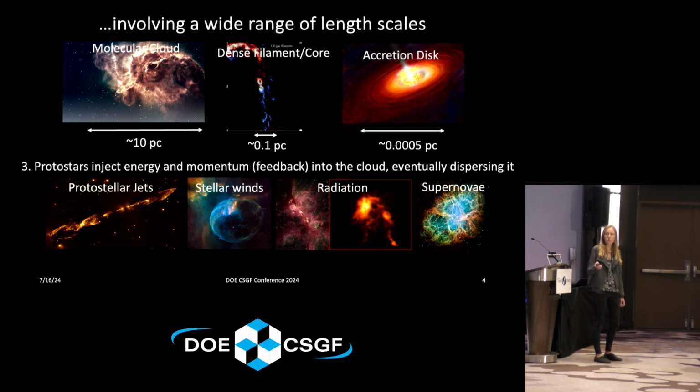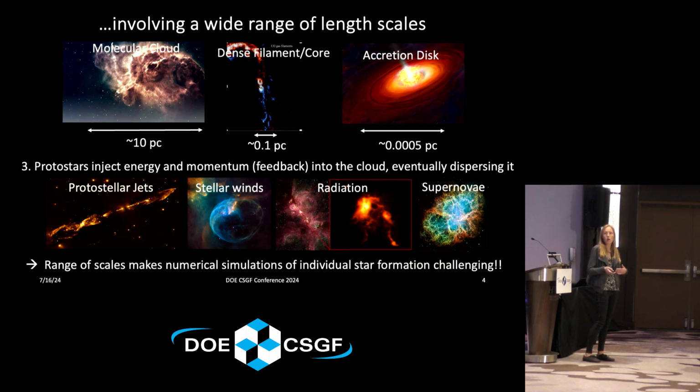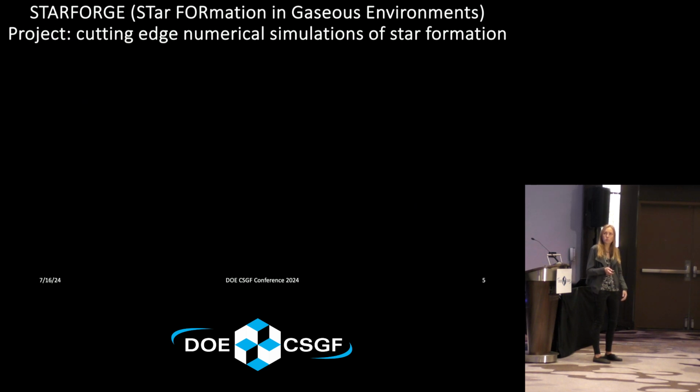And so you'll notice I put the length scales of these as well. So this entire process from the size of the cloud down to the size of the accretion disk and protostar spans about 5 orders of magnitude in both mass and length scales. And so this makes these numerical simulations of individual star formation challenging because we need to simulate this huge span of scales in magnitude down from the size of the cloud down to the size of the stars. And so it's really only in the past decade or so that we've gotten really good numerical simulations where we can model the formation of individual stars.